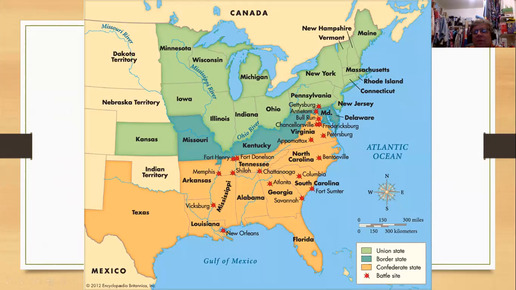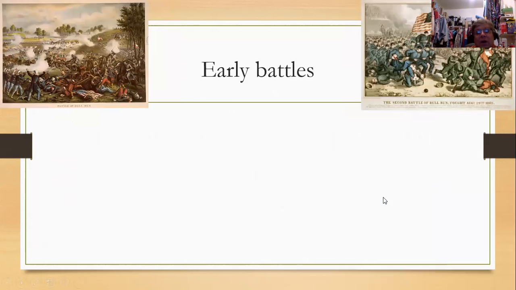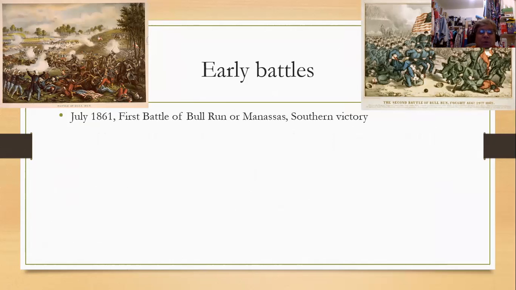You can see most of the initial battles started in the northern part of the South, and most of the battles were in the South, which was good in some ways for the South, but it also saw more of their property destroyed. The first true battle was in July of 1861, the first battle of Bull Run or Manassas, depending on whether you get the name from the North or the South. That was a Southern victory.